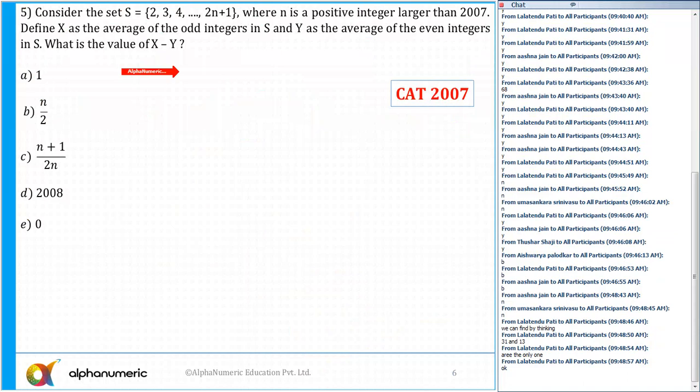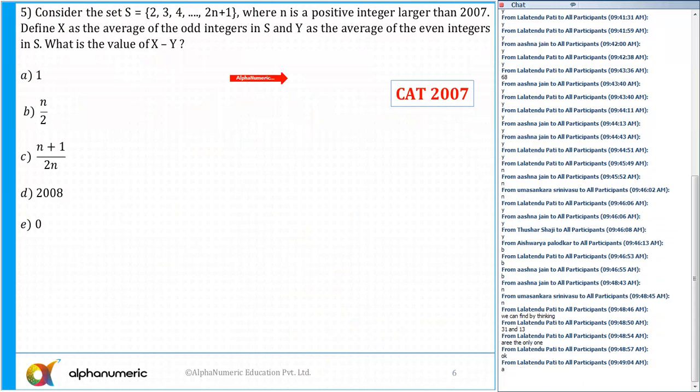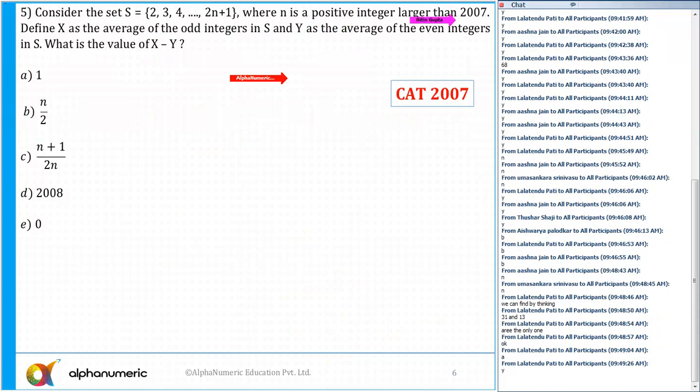5. What is the answer for question number 5? Please tell me. Okay. Now, the best way, like I told you here, if you look at the options, option it is n by 2, n plus 1 by 2n, and so on. So, if the result is true, it must be true for any values of n. Yes or no? The only thing is where n is a positive integer larger than 2007.